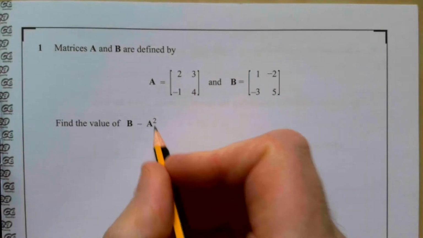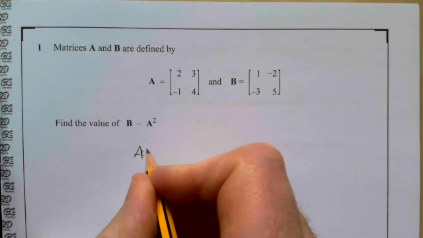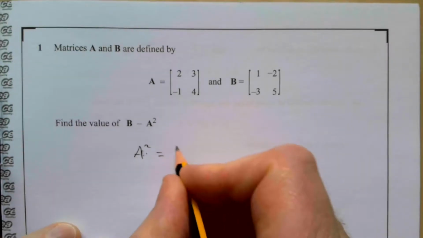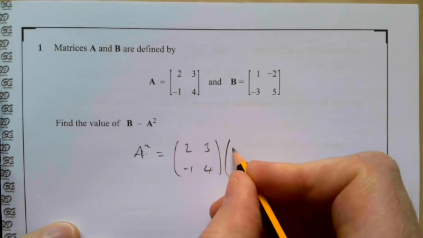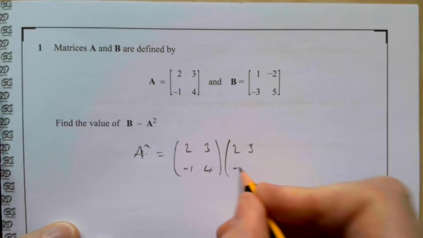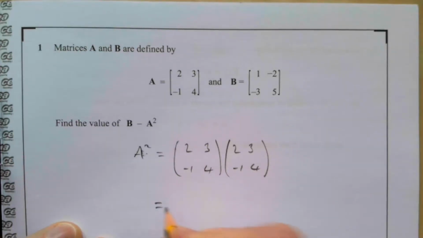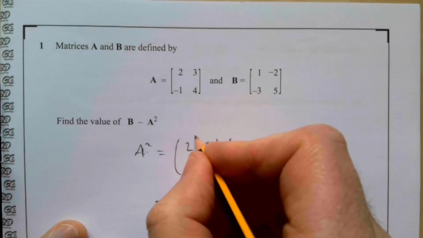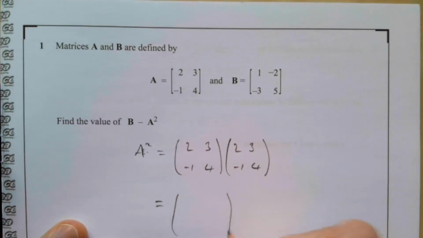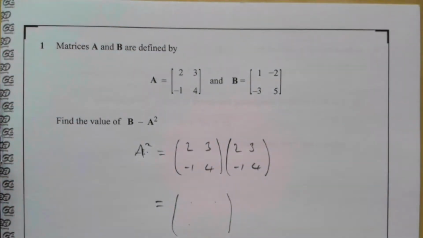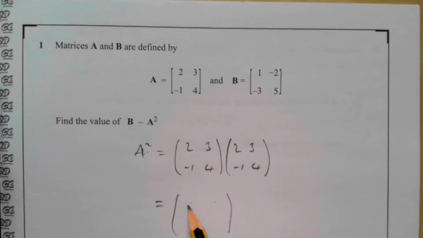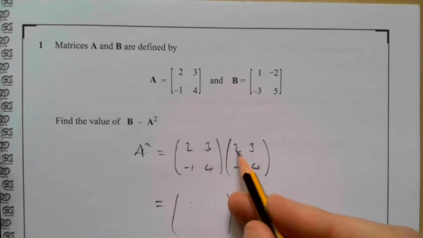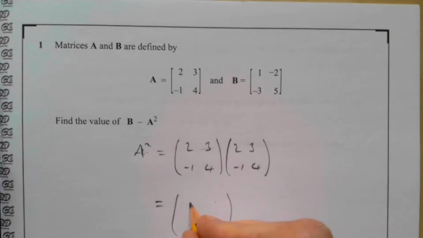So the first thing we're going to have to do is work out our A squared. A squared is going to equal (2, 3; minus 1, 4) upon (2, 3; minus 1, 4). Again, we should know this because they're square matrices, a 2 by 2 and a 2 by 2, so our result is going to be a 2 by 2. We do first row times the first column to get the entry in the first row, first column. 2 times 2 is 4, take away 3, so that's a 1.